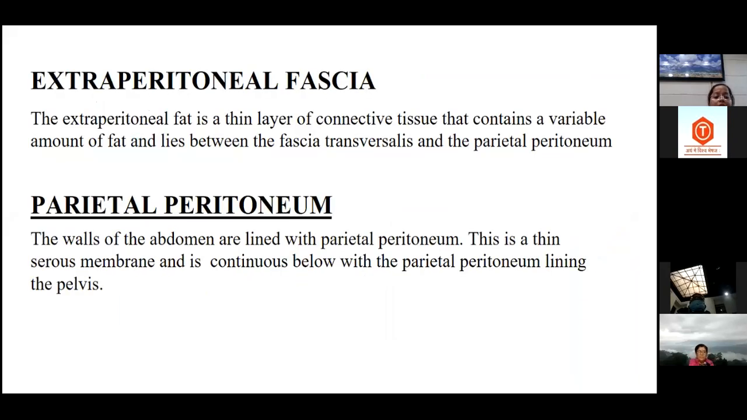Extraperitoneal fascia. The extraperitoneal fat is a thin layer of connective tissue that contains a variable amount of fat and lies between the fascia transversalis and the parietal peritoneum. The walls of the abdomen are lined with parietal peritoneum. This is a thin serous membrane that is continuous below with the parietal peritoneal lining of the pelvis.